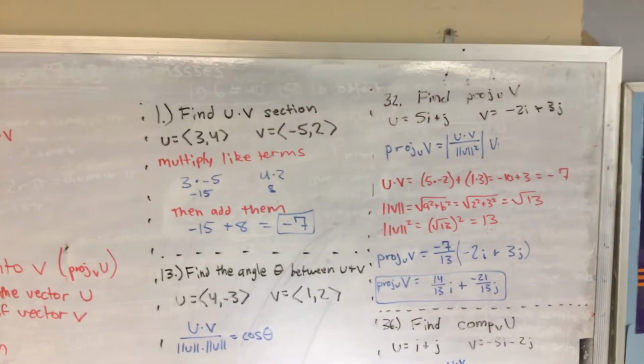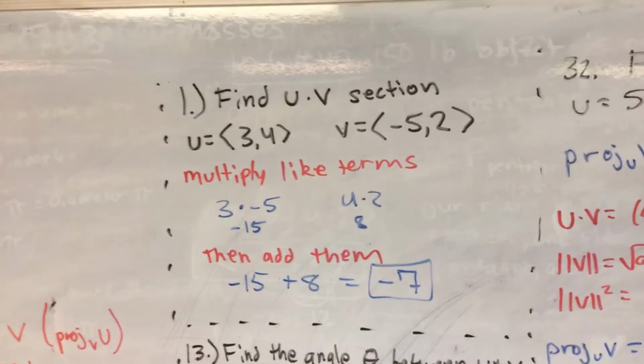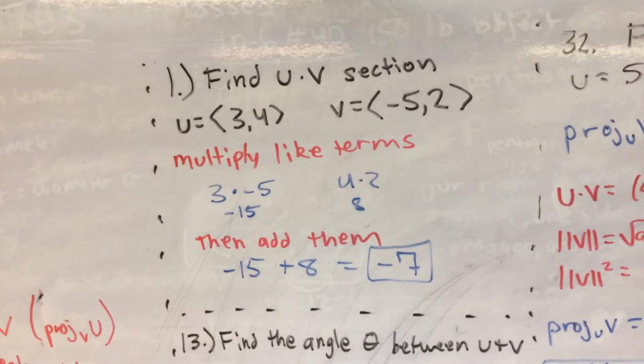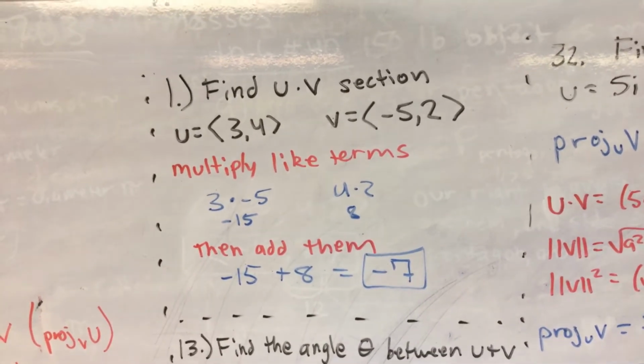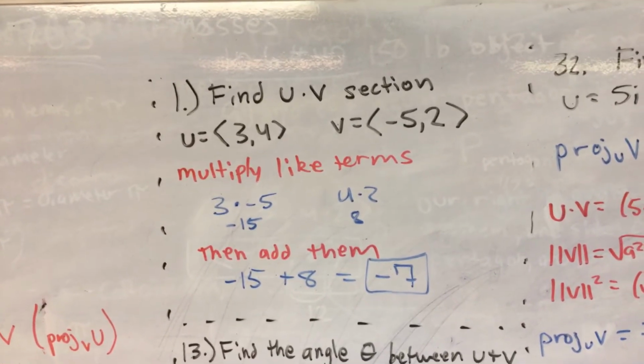Anyway, I have several different problems on the board to show you examples of how to do things in the homework. So this first one is just the dot product. We have a vector u is equal to 3, 4, and v is equal to negative 5, 2. These are in component forms. Remember, the first one is a, the second one is b.